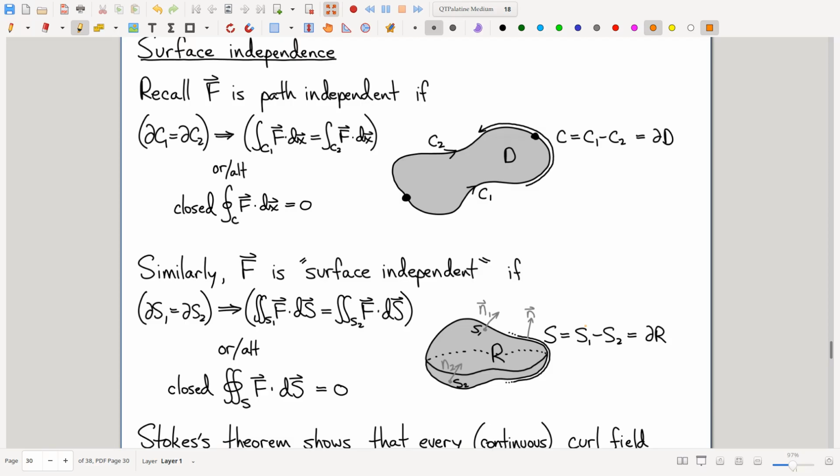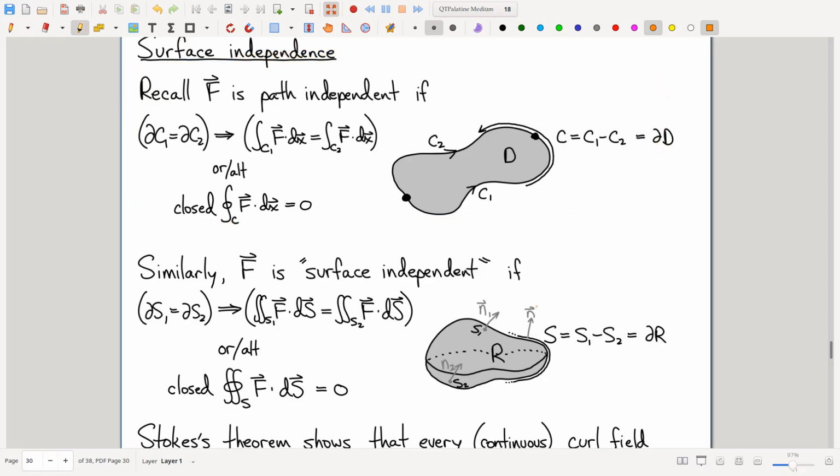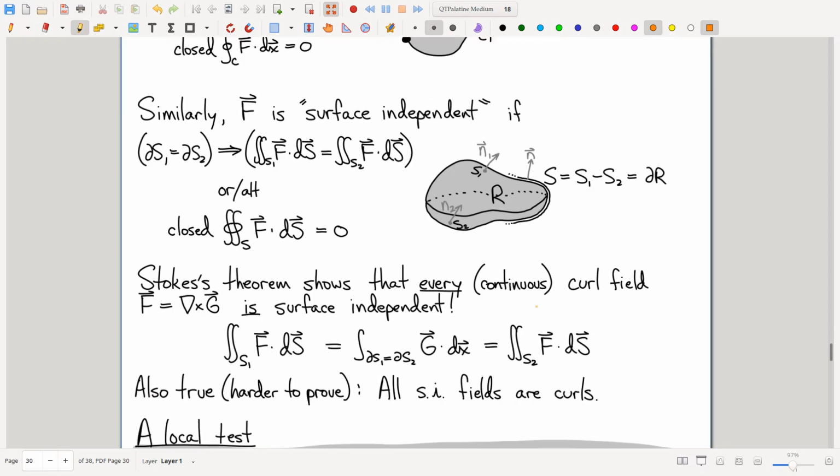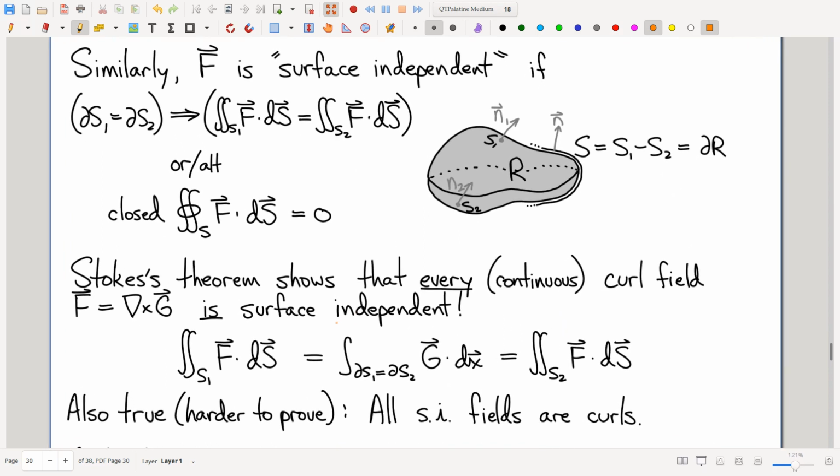I'll further remind you, when we were talking about path independence way back when, I made this cool observation that all gradients have that feature. And you can flip back through Chapter 6 notes and find where we made that observation. And the tool that we used to prove that was the fundamental theorem of line integrals. Well, as it turns out, there is an analogous true statement about surface independent vector fields, and that is every curl.